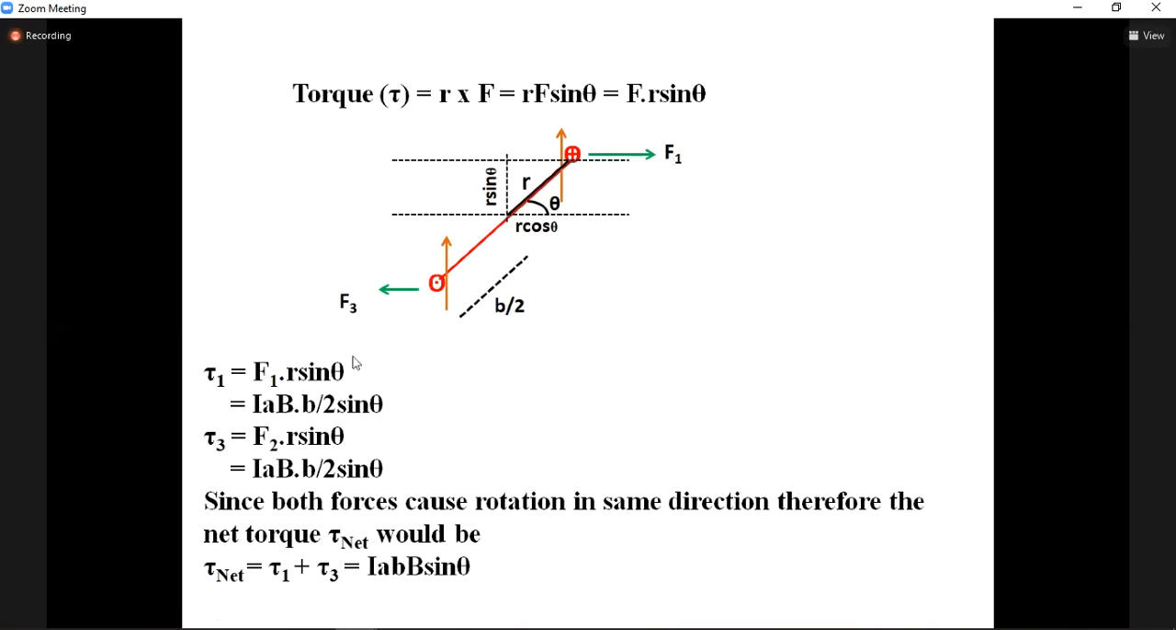Yes sir. So when I have taken RF sine theta, I have already calculated F1, which is equal to IAB, while R in this case will be equal to what? B by 2 here. This distance is half, so I have taken it as B by 2, which is multiplied by sine theta. Clear? Yes sir, okay, done.